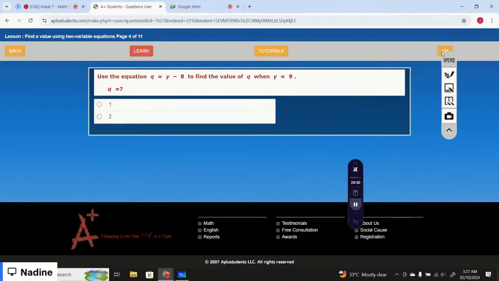Use the equation q equals y minus 8 to find the value of q when y equals 9. So what is the value of q when y equals 9? Which is the correct option?